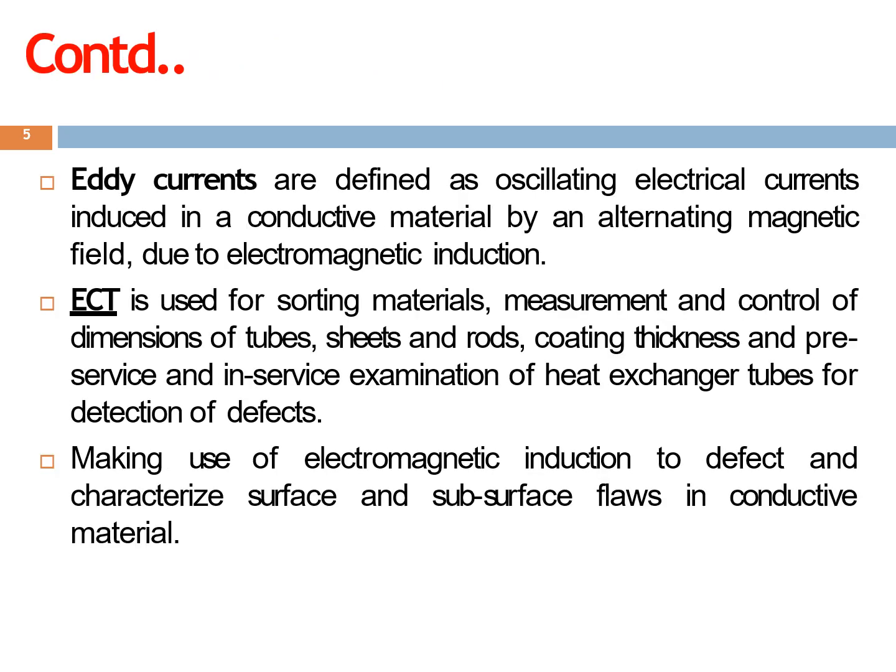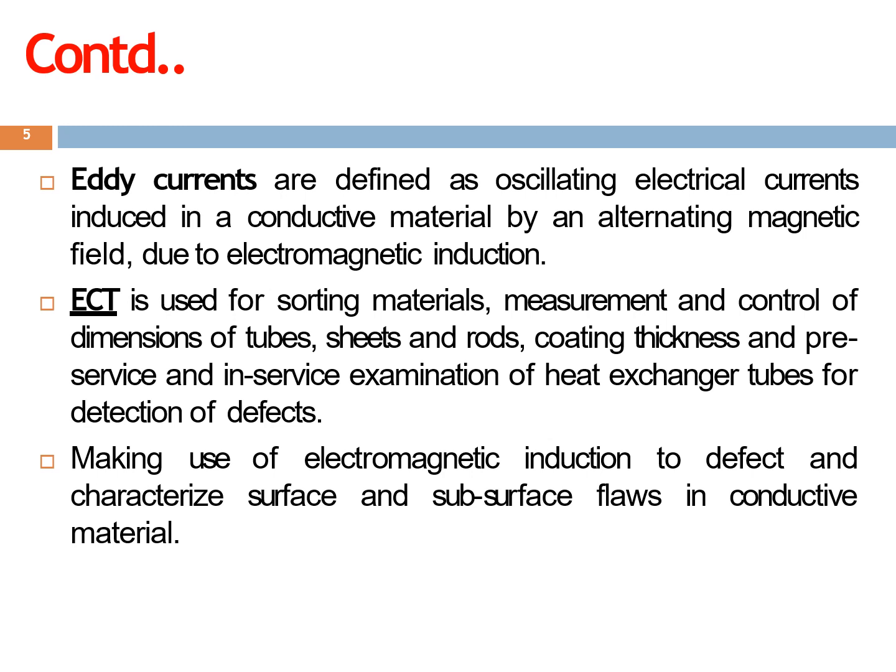Now we'll discuss the different properties associated with eddy currents. What are eddy currents? Eddy currents are eddies, that is, they have a circulating nature. Eddy currents can be defined as oscillating electrical currents that are induced in a conductive material by an alternating magnetic field due to electromagnetic induction. That is, you have a conductor. When you pass an electric current through a conductor, it develops a magnetic field, and if another conductor is brought into proximity, then a secondary magnetic field is introduced onto the second conductor, which causes the formation of eddy currents.